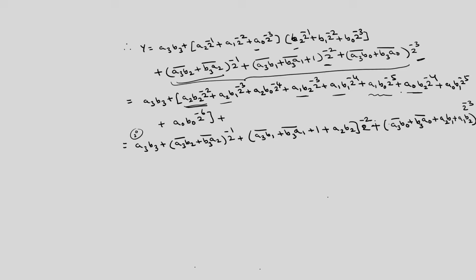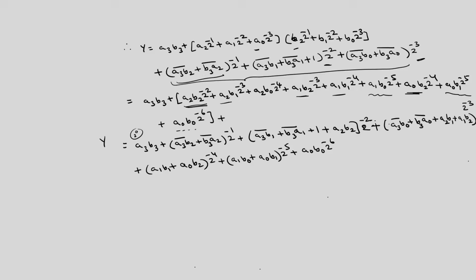2 raised to the power of minus 5 is these two terms, 2 raised to the power of minus 6 is only this term. So what is the coefficient of 2 raised to the power of minus 4? It is a1 b1 plus a0 b2. 2 raised to the power of minus 5 is a1 b0 plus a0 b1, and a0 b0 is 2 raised to the power of minus 6. This is the complete expression for y.